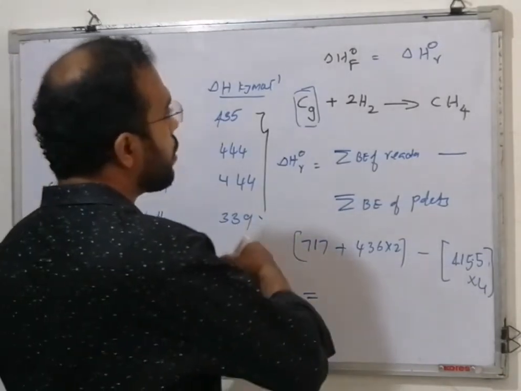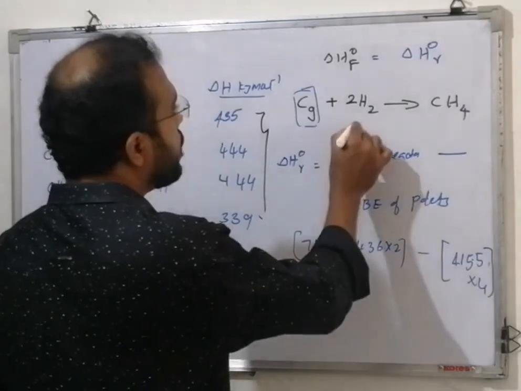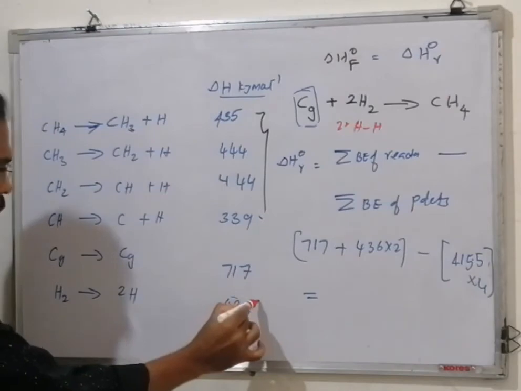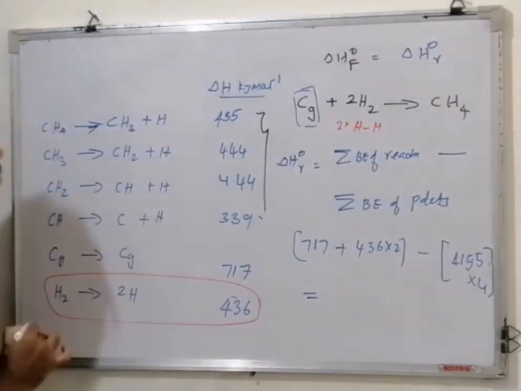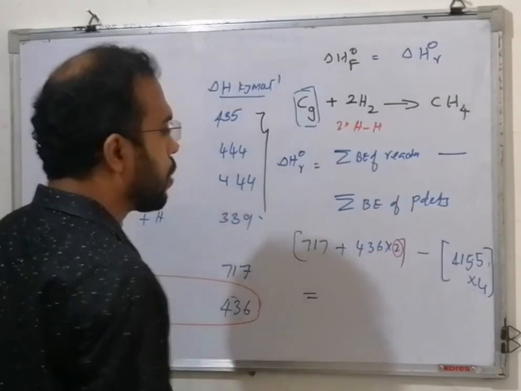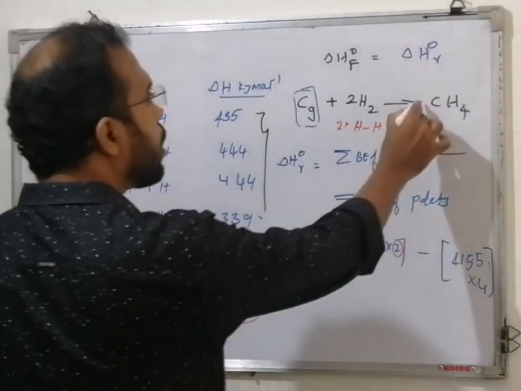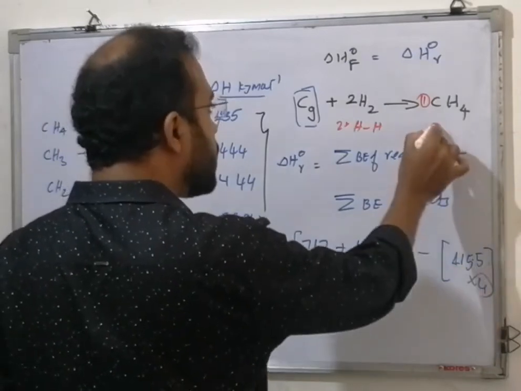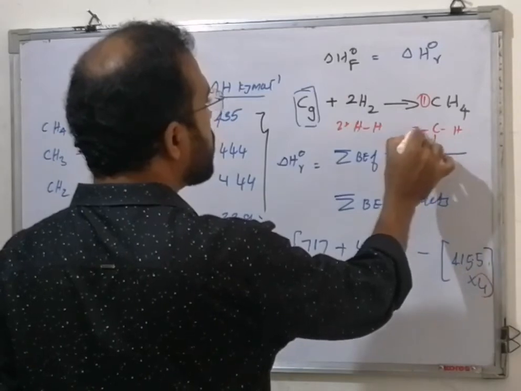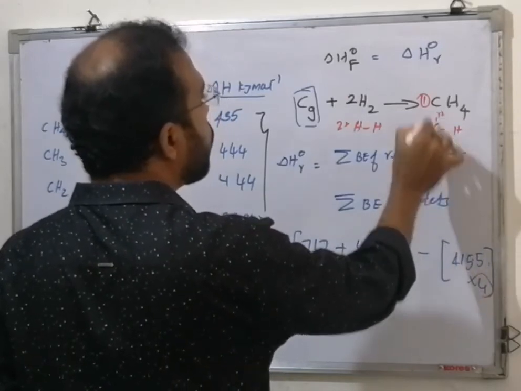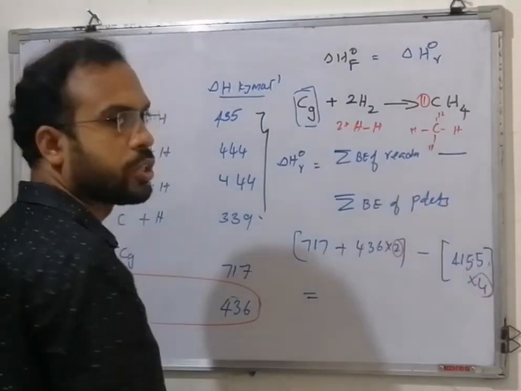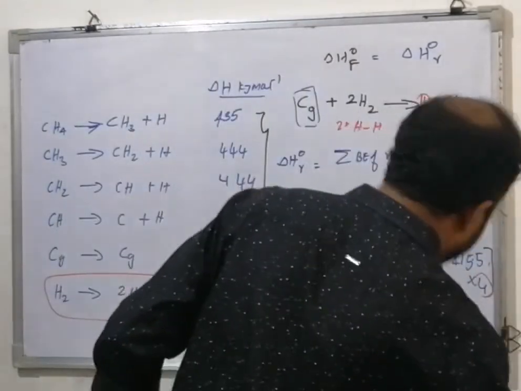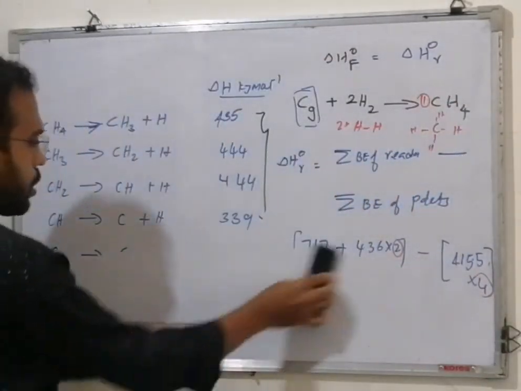Here you have to take care. Here you have an HH bond. How many HH bonds? 2. This value is for 1 HH bond. That's why I multiplied here by 4. In CH4 there is only 1 mole, but I have put 4 because within the molecule you have 4 CH bonds. Therefore, within 1 mole of CH4 you have 4 moles of CH bonds. That's why you multiply by 4. Now you should be very careful.